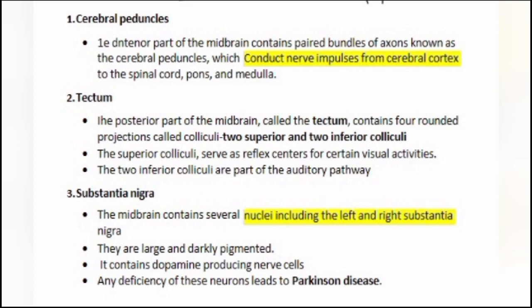And next is tectum. Tectum is the posterior part of the midbrain. So anterior means front and posterior means back side. So it's just present at the back side of the cerebral peduncle. So here you can see two, the superior and inferior colliculus. In between them, tectum is present. So next is substantia nigra, which is the nuclei connecting left and right peduncles.